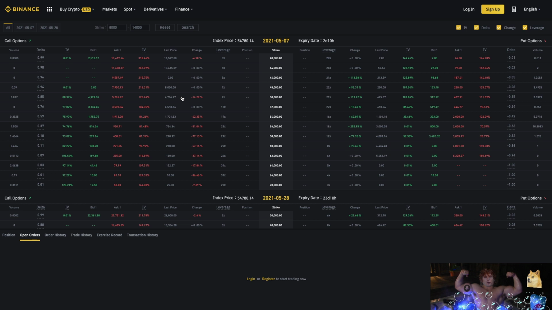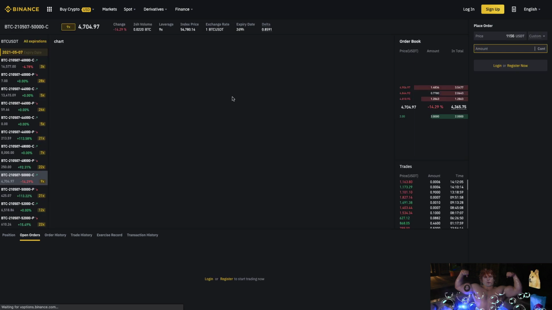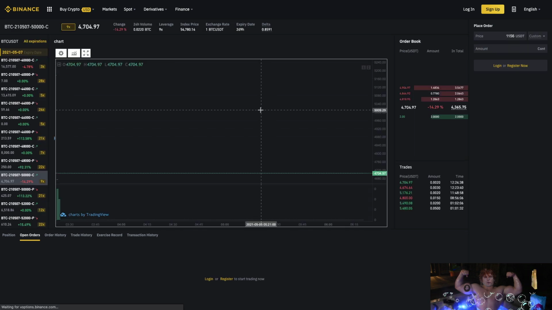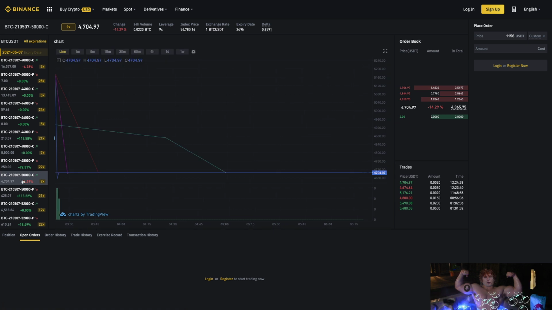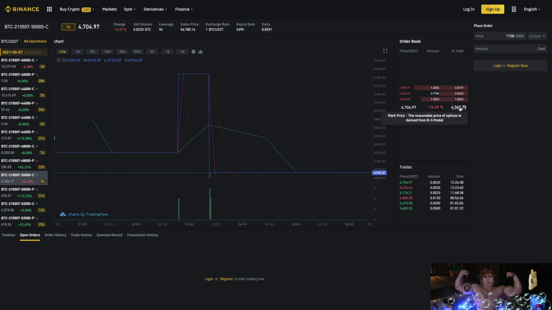So let's look at one of these in the money call option. Up here at the top, we're looking at a 50,000 strike expiring on the 7th of May. It is very illiquid, but you can see the price here is about $4,700, and the mark price is $4,300. The delta is 0.8591, meaning that for every dollar Bitcoin goes up, you can expect the option to go up about $0.8591.